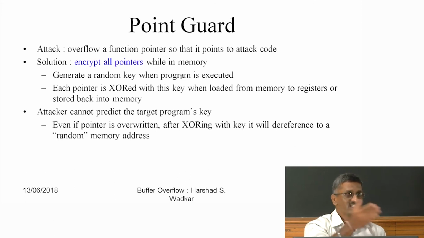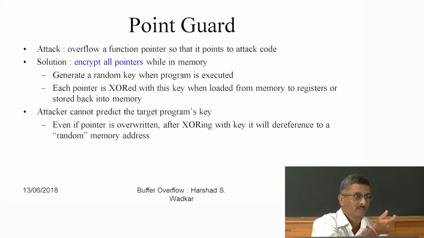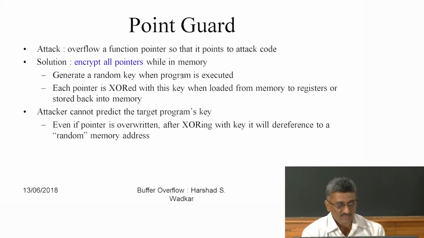Yes, sir. So in the Caesar cipher we add 3. So if it is ABCD, it becomes DEFG. Okay? So the key here is +3. Similarly, if the attacker knows the key, he can decrypt, but the key is generated randomly. The attacker does not know the key, so decryption is not possible. He gets the encrypted text, but cannot decrypt it because the key is not with him. So the attacker cannot predict the target program's key.